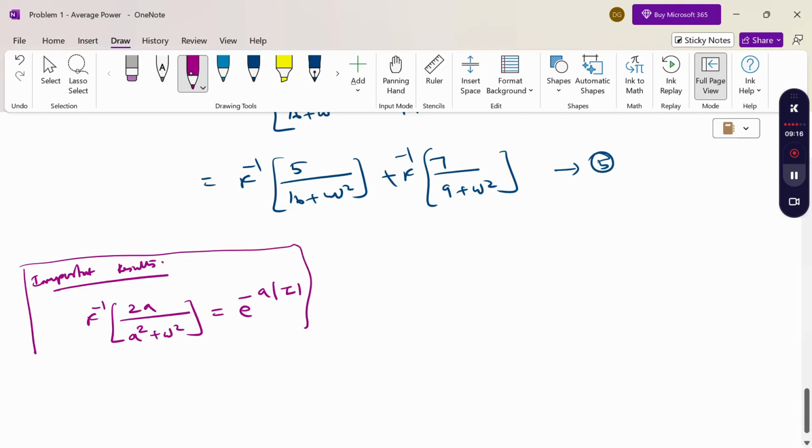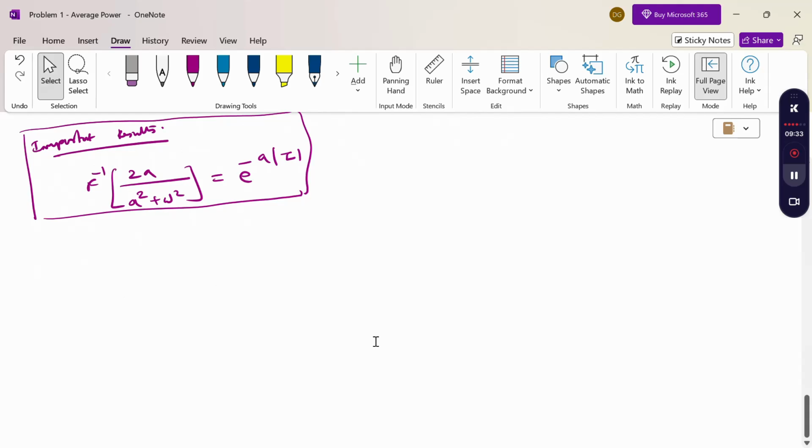We can apply this result. But I'll show how I'm getting this result, because we have uploaded one more problem in previous videos. Please refer to that video. Anyway, I'll show in short form how to get this result. So the result is nothing but e power minus a modulus of tau, moving to the right hand side.